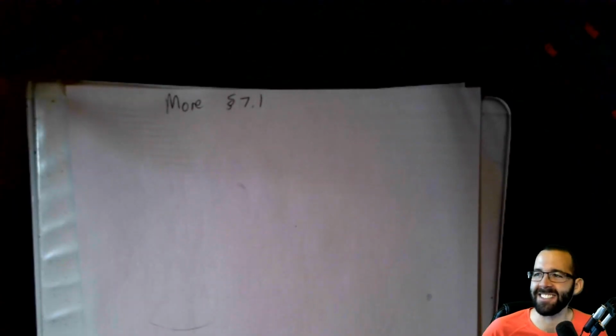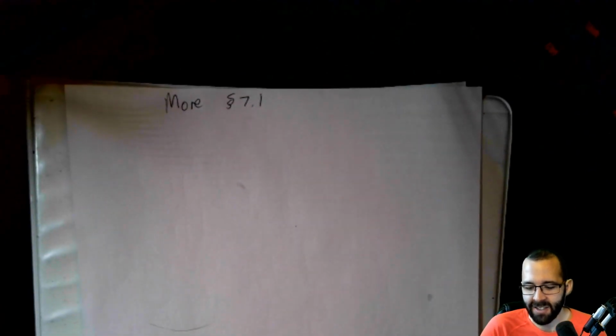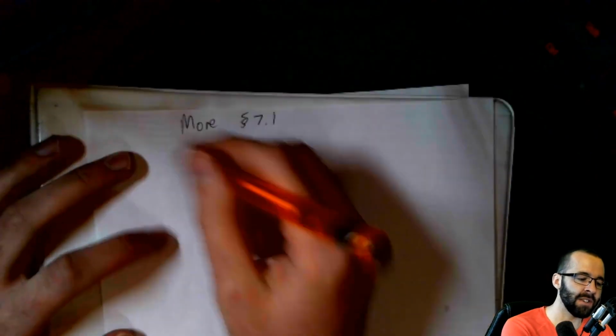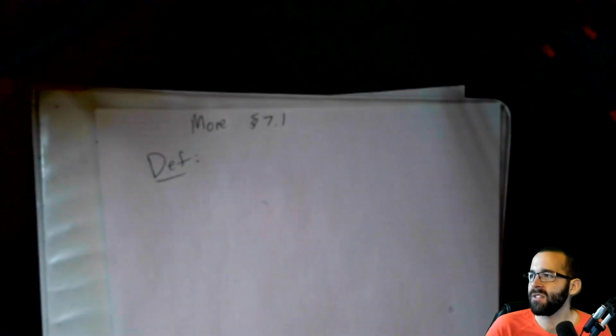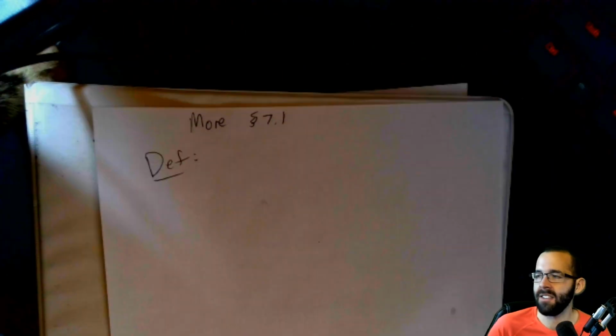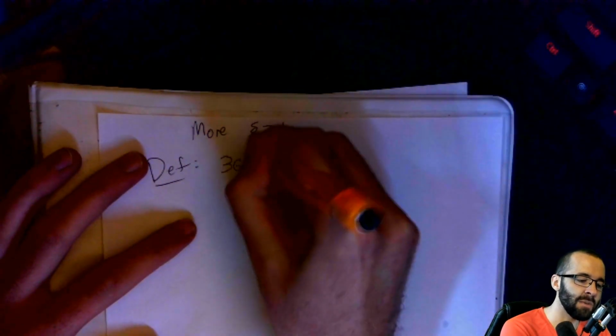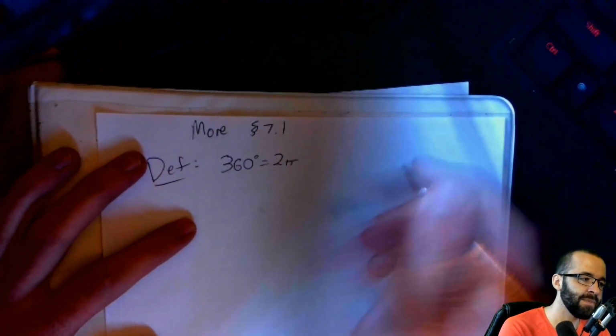More 7.1 today. So at the end of last time we were talking about arc length and radius, and I mentioned I don't really like formulas, and it's true. But some of you may like formulas, and if you're the formula-loving type, we'll get them here. So 360 degrees, remember, is 2 pi radians.